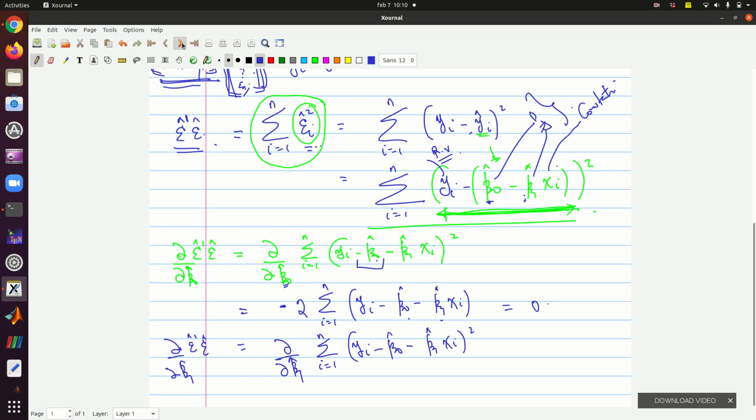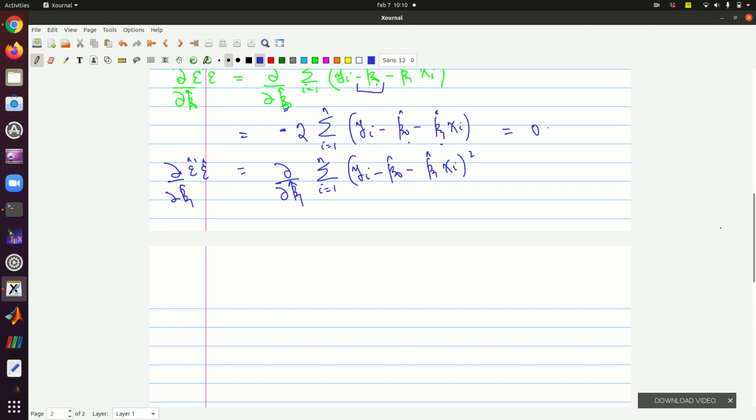As usual, like the previous one, we are going to drop the power, then we write the expression, and then we multiply times the derivative with respect to beta 1. So the derivative of beta 1, we see it is going to be minus xi. So we have the minus here.